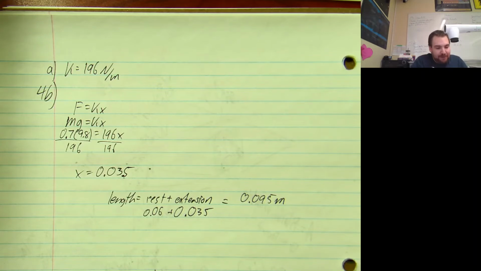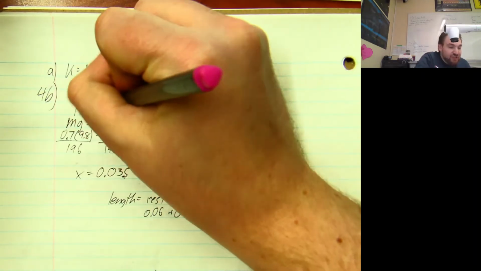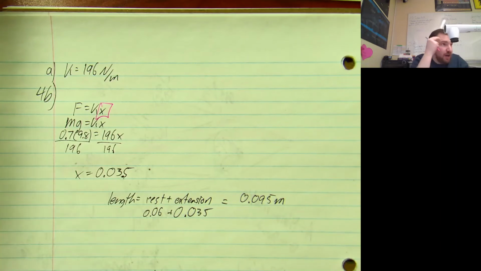The tricky part there is remembering what these values actually represent. x is not the length of the stretched spring, it is the extension. How far have you pulled it from where it was before? So you have to go back and add that original 6 centimeters in there. Thank you for asking the question. I'm willing to bet you weren't the only one. Anybody else?